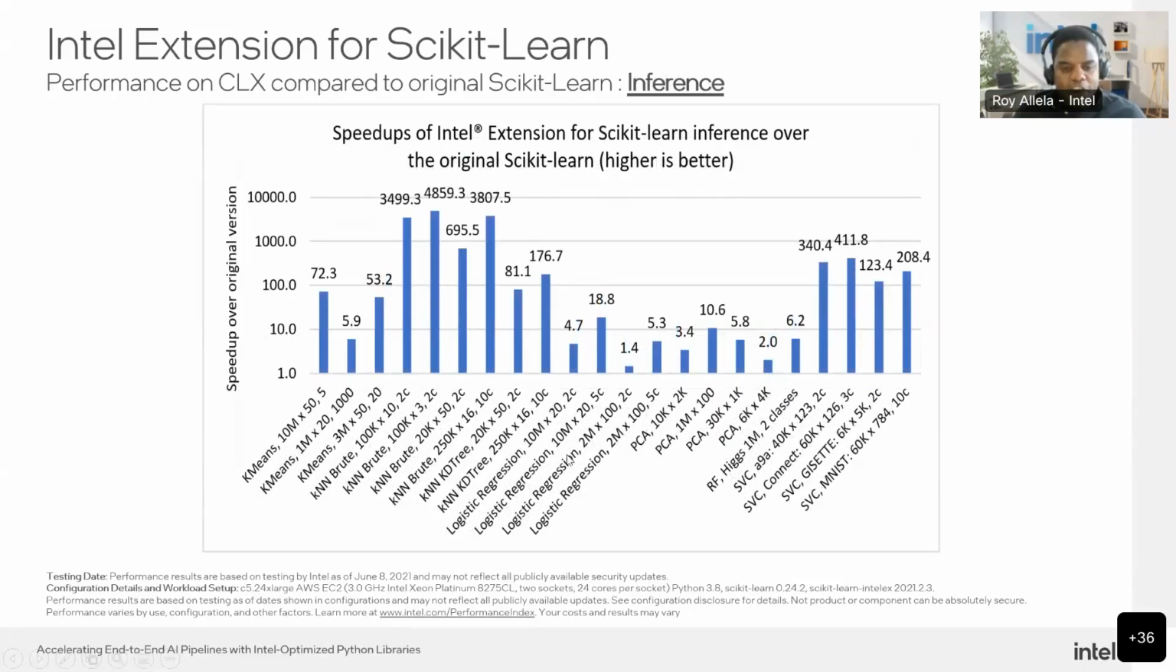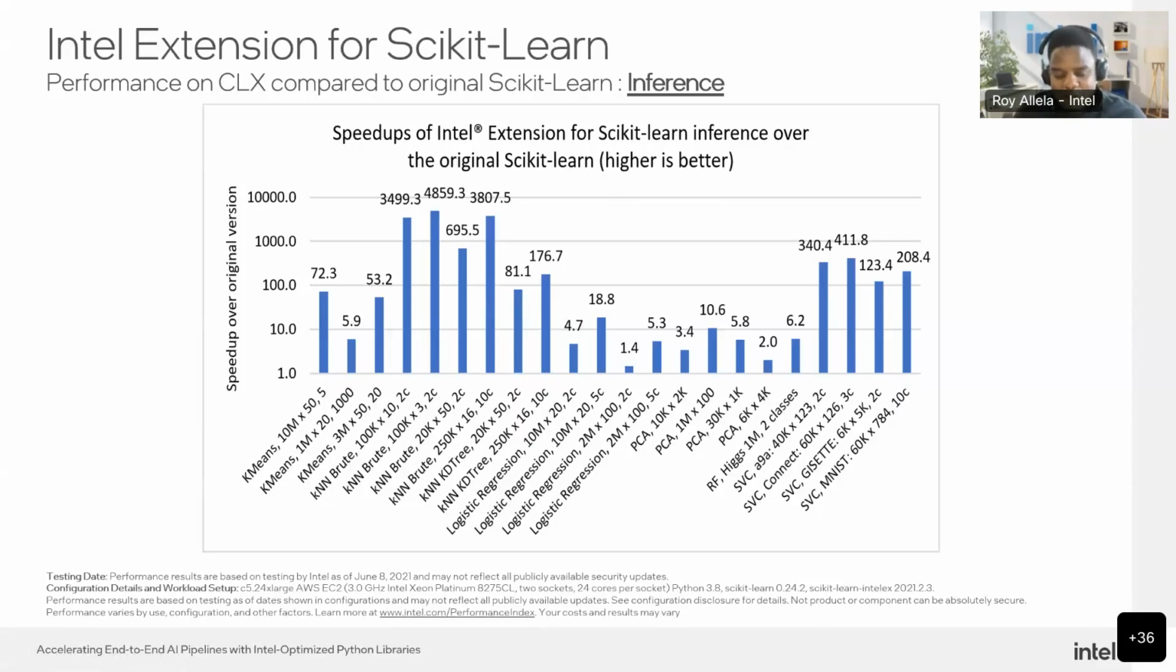We have the same comparison for inference. Inference is also quite important, and we've done the same work to optimize it. And here, the speedup is more significant. For example, with k-means, we see about a 72.3x speedup for this dataset size and shape. We also have an even more significant speedup for KNN brute force, where we have about a 4,000x speedup, and that's the same case across the board for all the other algorithms in inference. So definitely, this shows some significant performance improvement to accelerate your inference tasks.